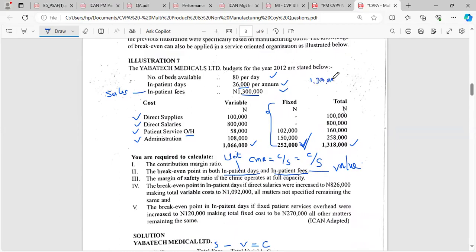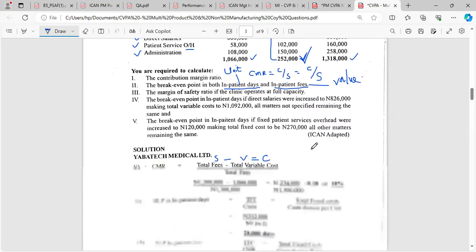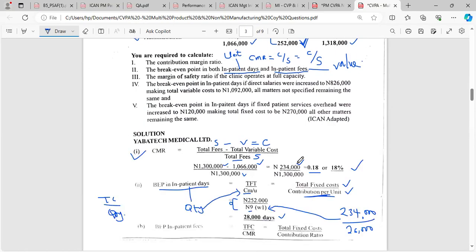Okay, 1.3 million. And we know that our variable cost is 1,066,000. So sales minus variable cost will give us a contribution of 234,000, which is this year. So that's 1.3 million minus 1,066,000, giving 234,000. This is total contribution, but we're looking for contribution per unit or per inpatient day.